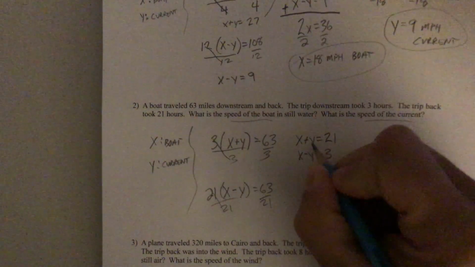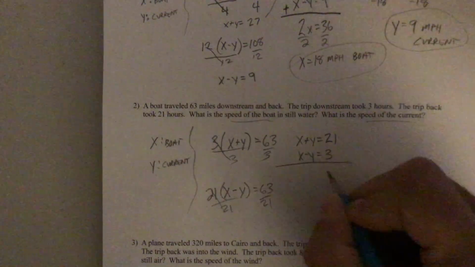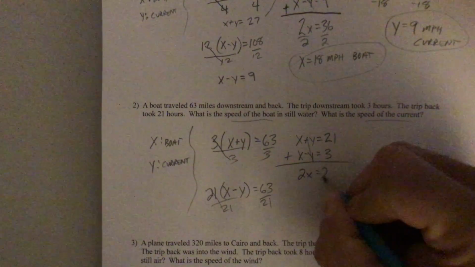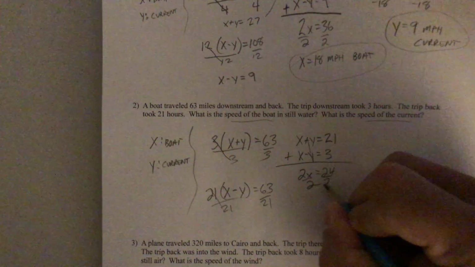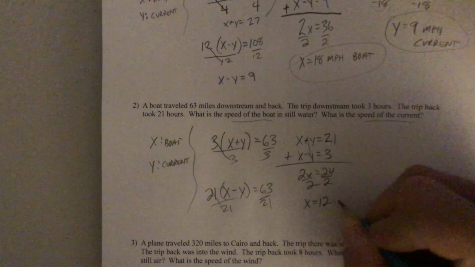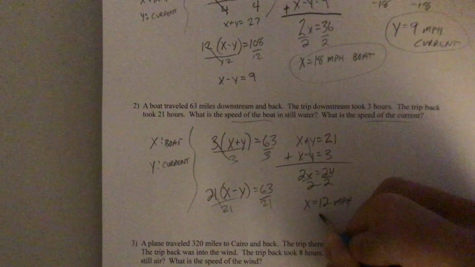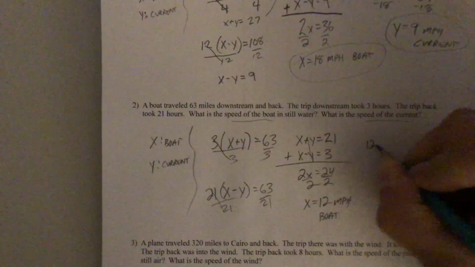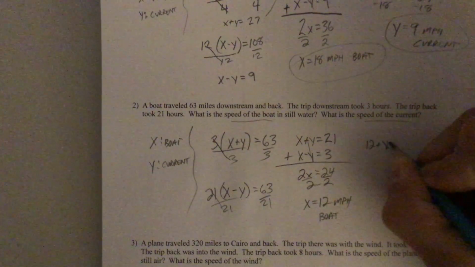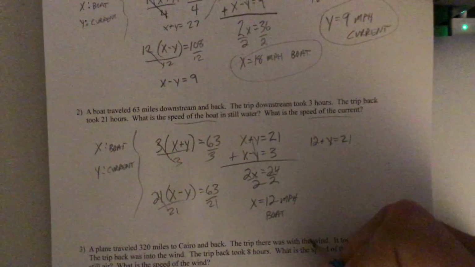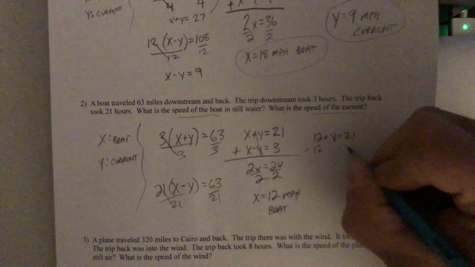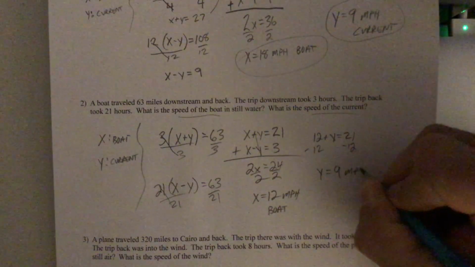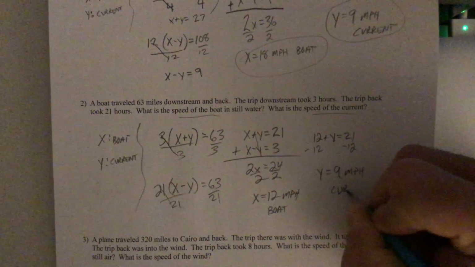Once again, now we're ready because plus y minus y, that's what we like to see. The y's cancel. We get 2x equals 24. Divide both sides by 2. X is 12 miles per hour, and that was our boat. Personally, I like the first equation better. 12 plus y equals 21. Sorry for being off screen. Subtract 12 from both sides. Y equals 9 miles per hour, and that was our current.